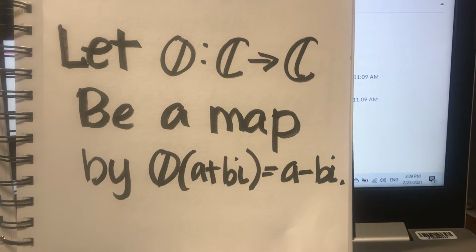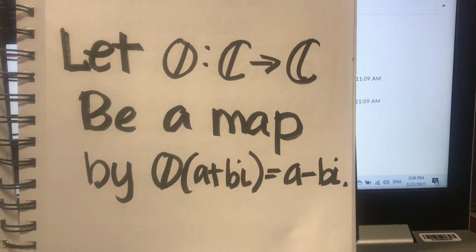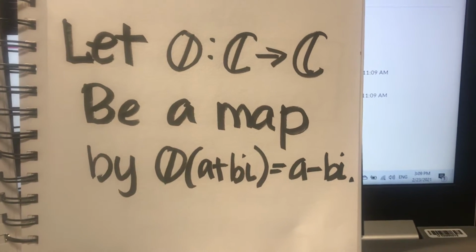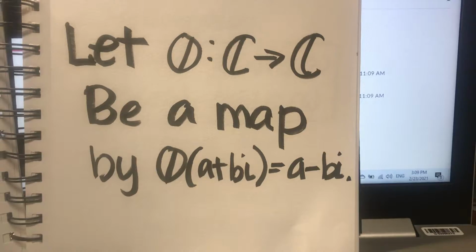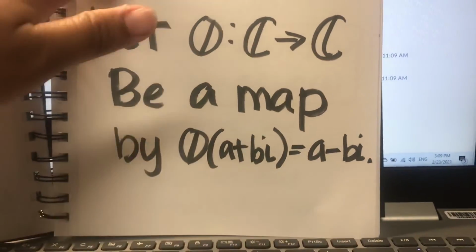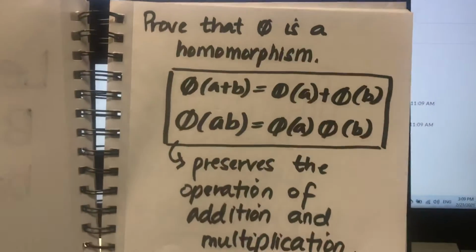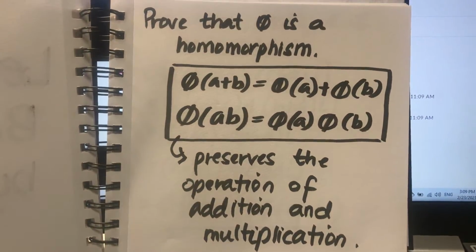So I'm doing this problem for this presentation: let φ be a map on the complex numbers, where φ(a + bi) = a − bi. First, I have to prove that φ is a homomorphism.